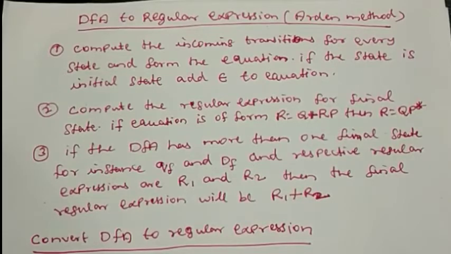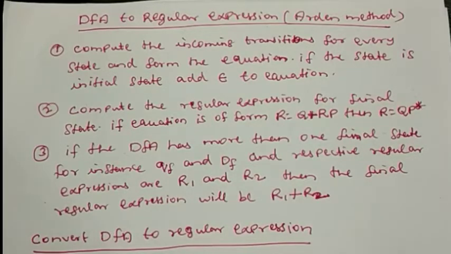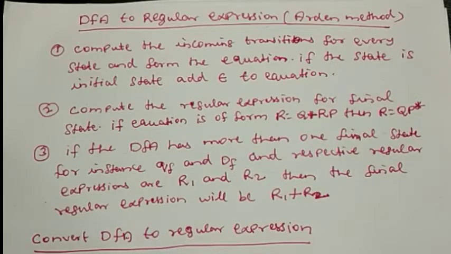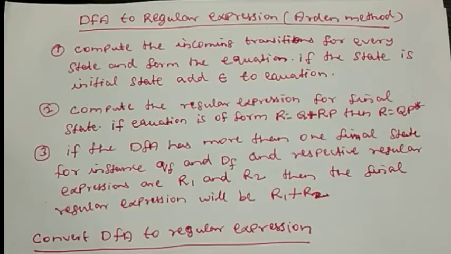The first procedure is, imagine that you have a DFA. Your DFA is composed of a set of states. So you are supposed to frame an equation for all the states. For all the states, you have to take only the incoming transitions and form an equation. And if the state is an initial state, then you have to add epsilon to the equation. Okay. So that is step number one. Every state has to be considered as far as the DFA diagram is concerned.